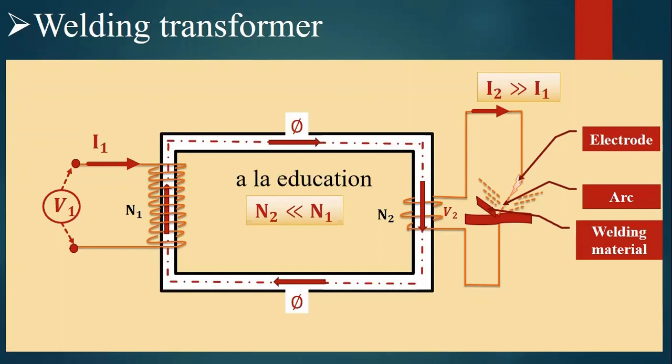Next, welding transformer. So this is how welding transformer looks like, which is similar to the 2-winding transformer, but number of turns on the secondary side is very less compared to primary side, such that high current will flow through the secondary winding, that is through the welding material. As heat is the phenomena of current, once high current will start flowing through the electrode will start melting. Once it will start melting, that material will be attached to the welding material. So this is how welding transformer works.